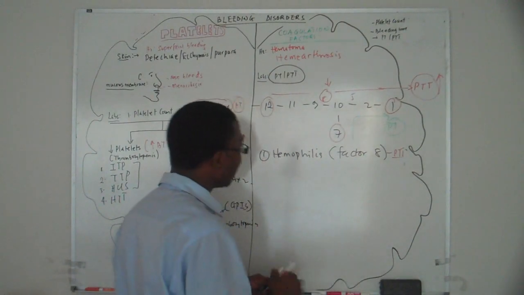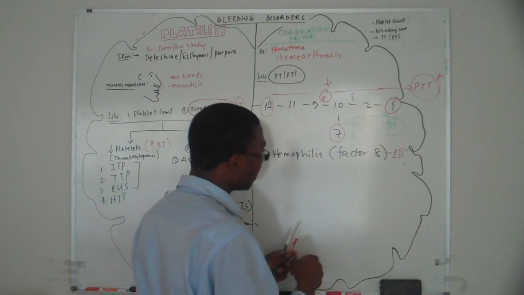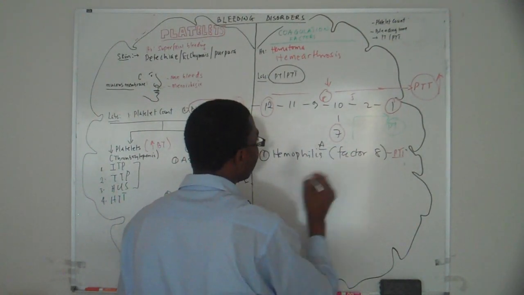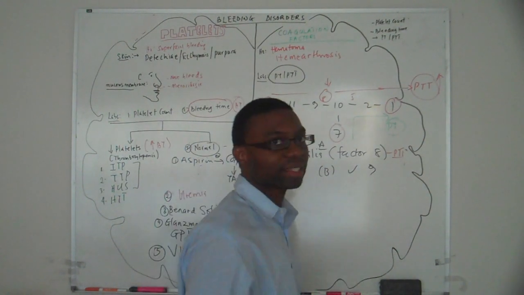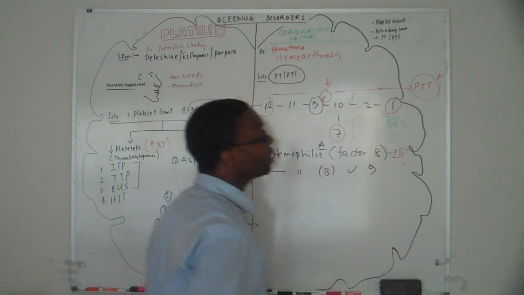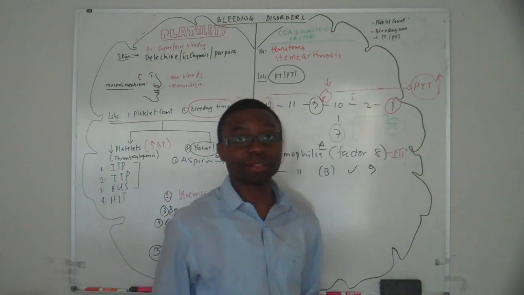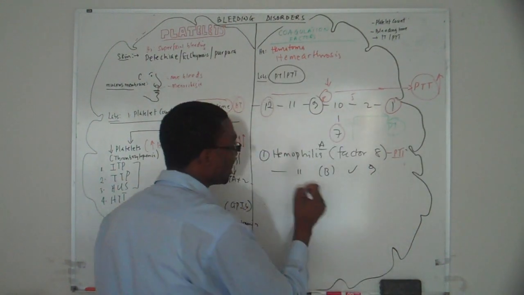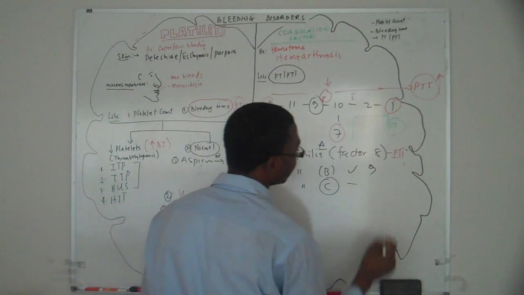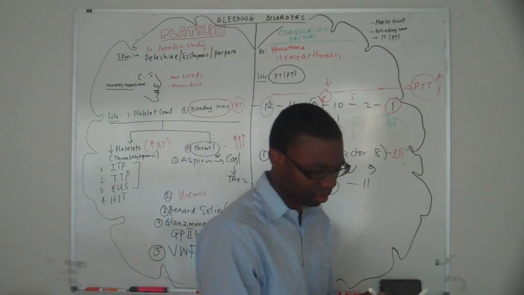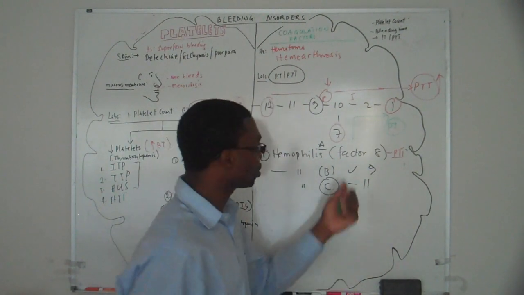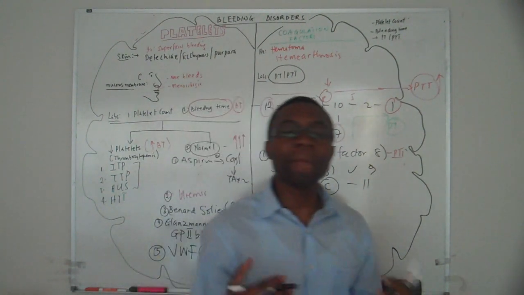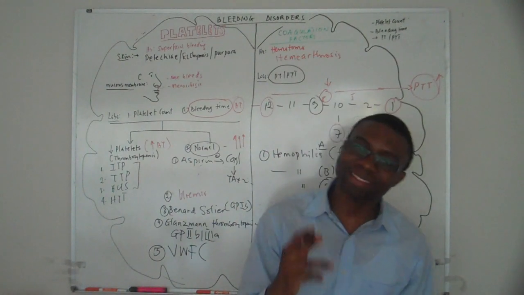Another disease: this is called hemophilia A. Hemophilia B is factor 9 deficiency. We're back to the same story. Factor 9 is missing, so we can't form the clot, right? And there's also hemophilia C, which is factor 11. This is usually in Jews, and it's always males. Don't get that wrong.